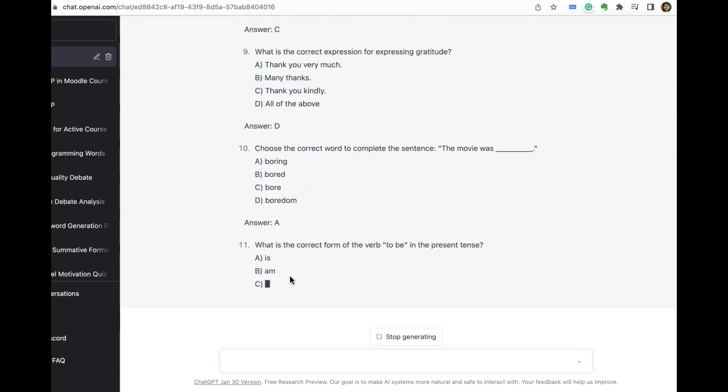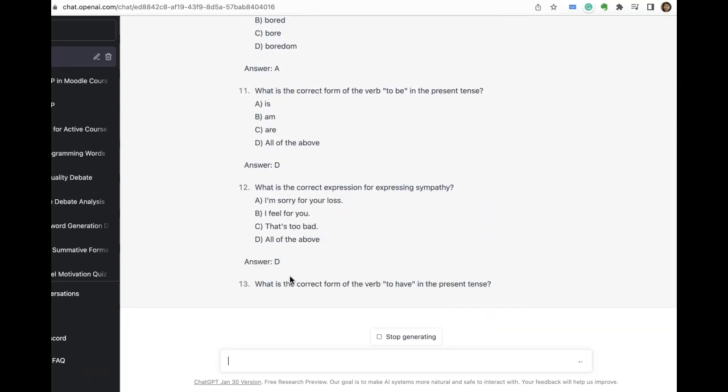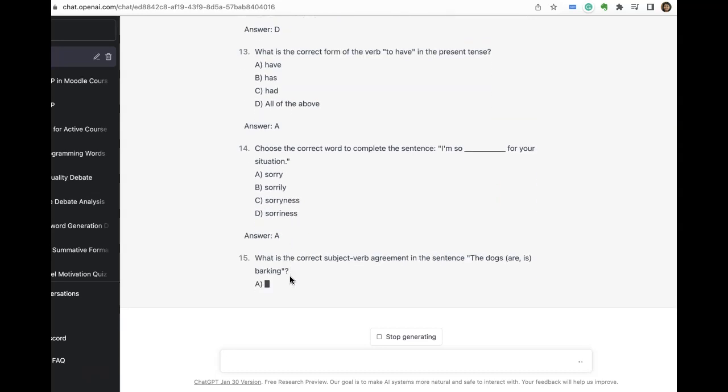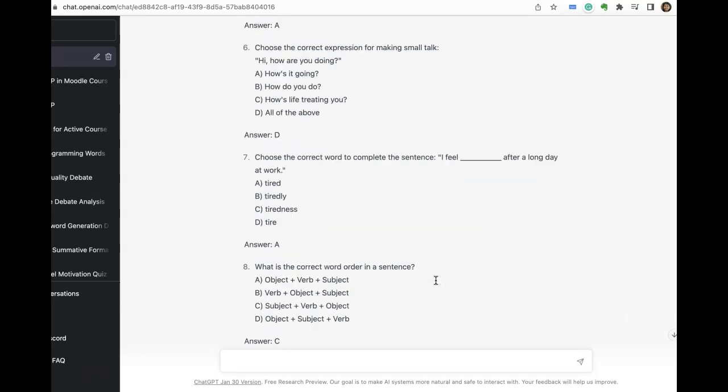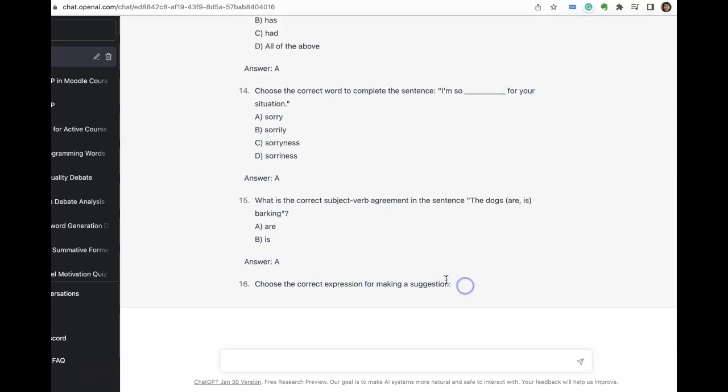Isn't it amazing? It gives us a spark. Of course, we have to edit it the way it suits our curriculum, the way we teach, and depending upon the level, we also have to consider. But it's a good start, isn't it?